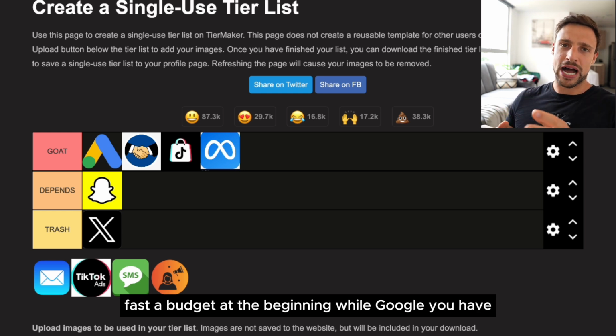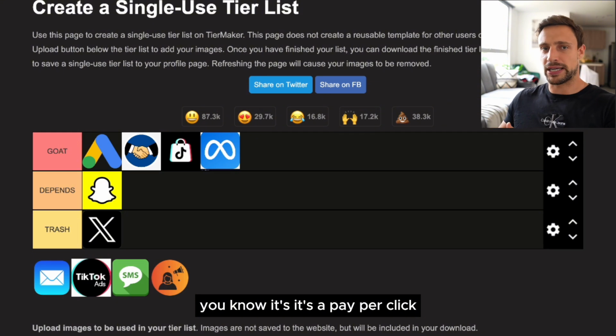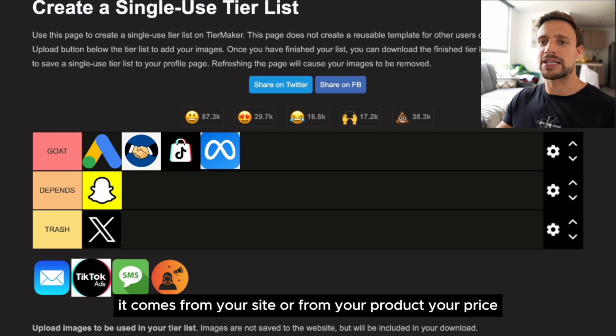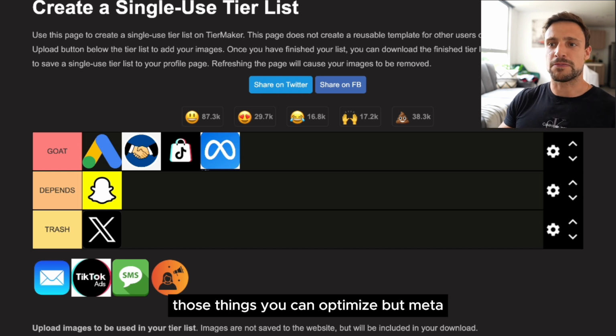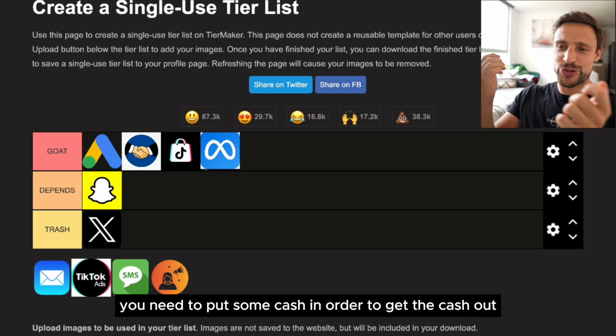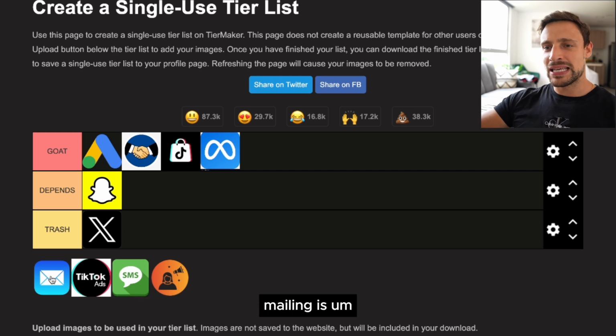While with Google, it's pay per click, so mostly when it doesn't convert, it comes from your site, your product, your price, those things you can optimize. But Meta, you need to put some cash in order to get the cash out.